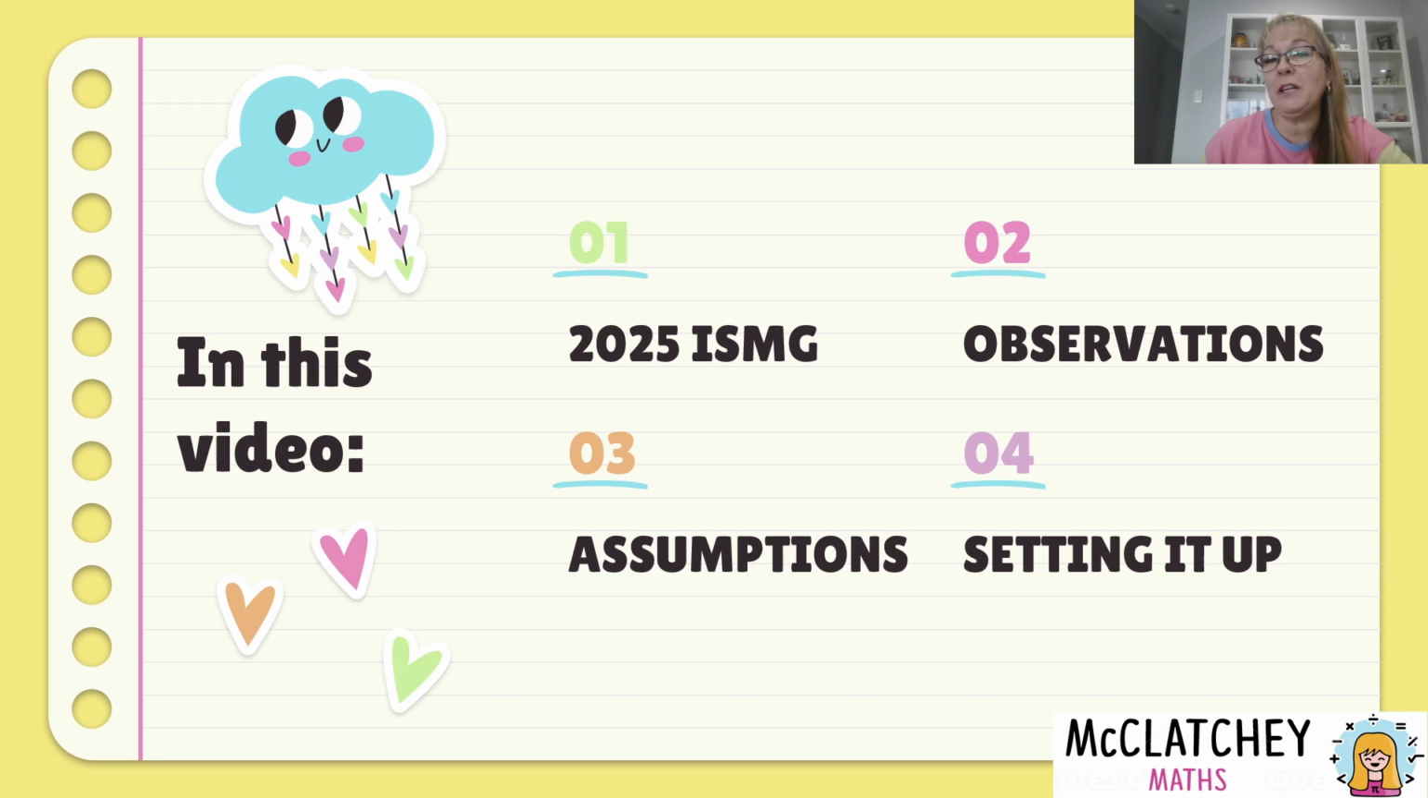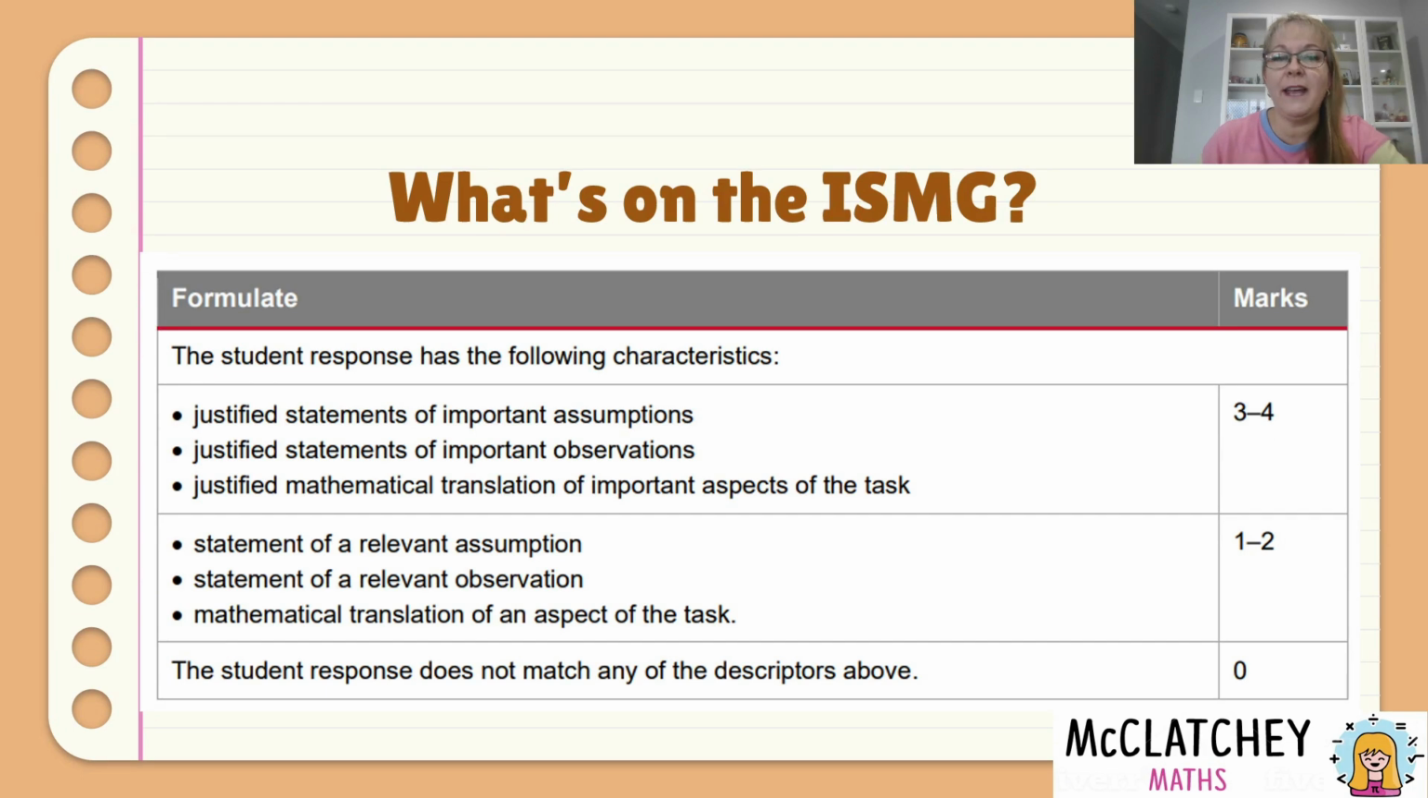In this video, I'm going to talk about what the new instrument-specific marking guide, the ISMG, looks like from 2025. I'm going to talk about the difference between observations and assumptions and how to lay them out in your assignment. Do stay tuned for our next video, which is also about how to make sure those observations and assumptions are justified. So let's have a quick look at the new ISMG.